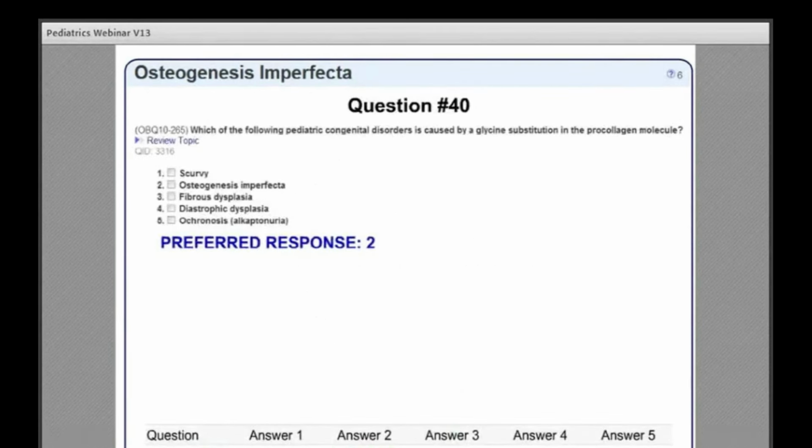So this question is just a tidbit of information that you have to know about osteogenesis imperfecta in order to get correct. And incredibly, 77% of you got this right, which is fantastic. Issues, so I can understand that confusion.